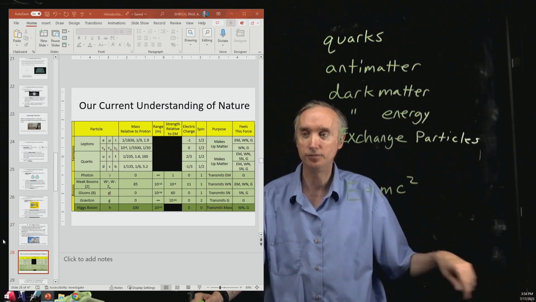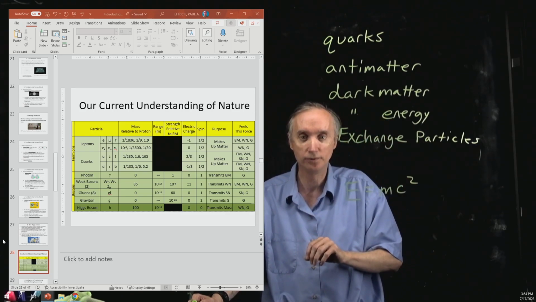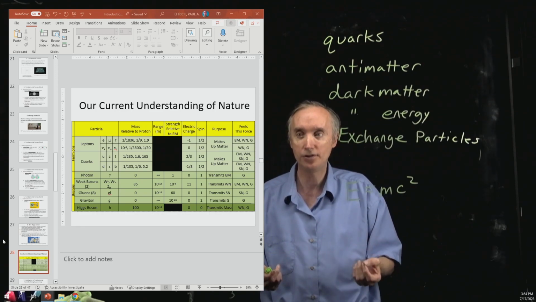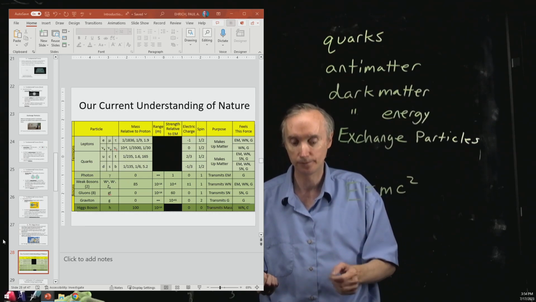Now, if you want, read those other columns in it if you want to, but I just want you to see that we can explain nature by using the fermions and the bosons.